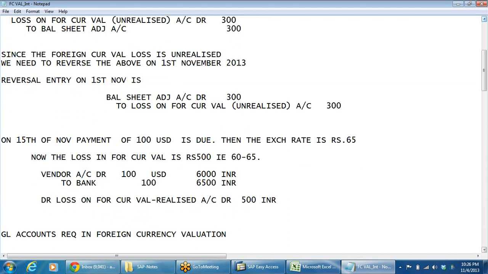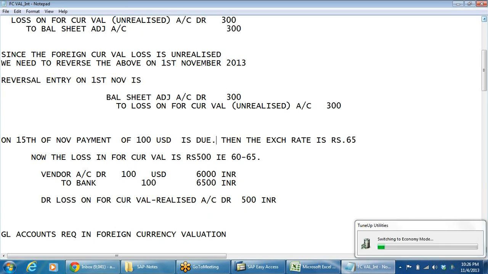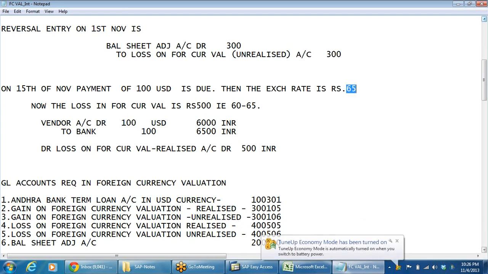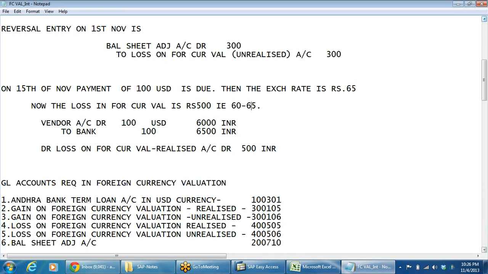Right. Now on 15th of November, payment of 100 dollars is due. Right. On 15th of November, we need to make the payment. So in such case, the exchange rate is, say, 65 rupees. So now the loss on foreign currency valuation is rupees 500 because 60 minus 65. So originally it was 60 rupees when we purchased it, now it is 65.